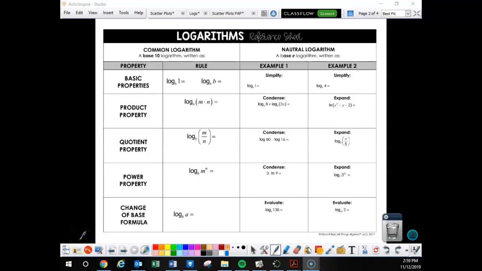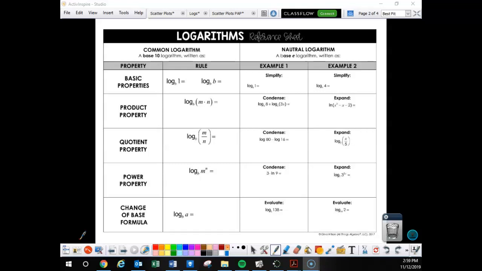Alright guys, what's up? So I'm going to go over your log properties one more time, and then I want you to go ahead and finish up that assignment on Delta Math. I did add a couple more problems, so if you finished it, go ahead and do those couple, and then you should be good to go.